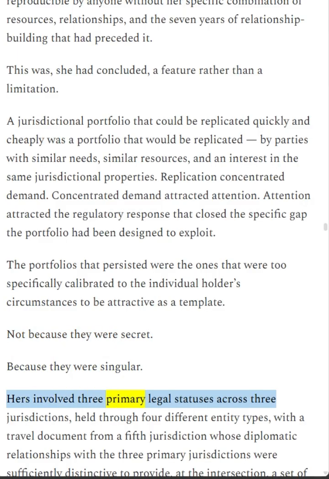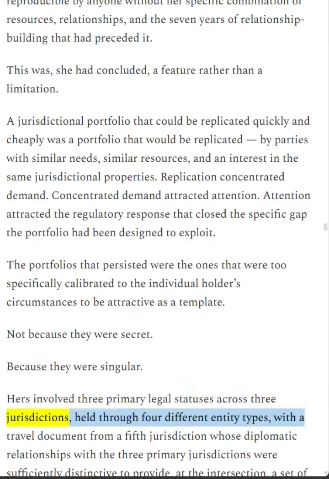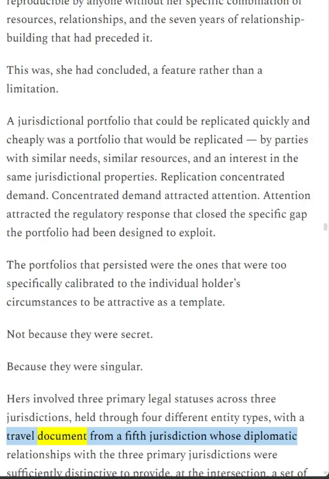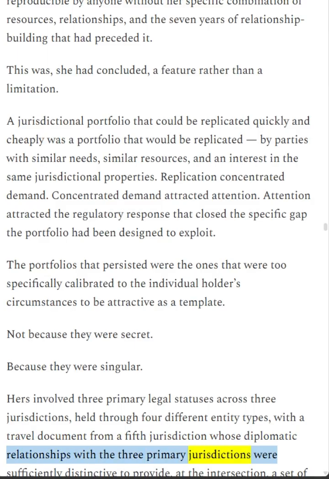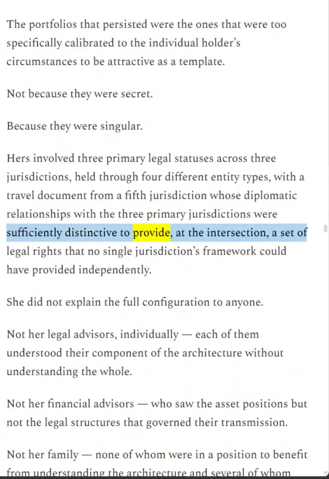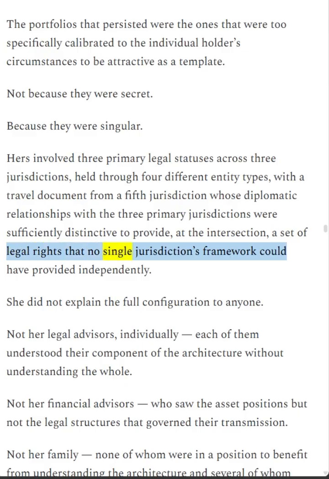Hers involved 3 primary legal statuses across 3 jurisdictions, held through 4 different entity types, with a travel document from a 5th jurisdiction whose diplomatic relationships with the 3 primary jurisdictions were sufficiently distinctive to provide, at the intersection, a set of legal rights that no single jurisdiction's framework could have provided independently.